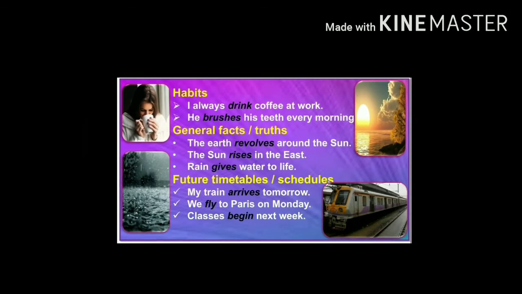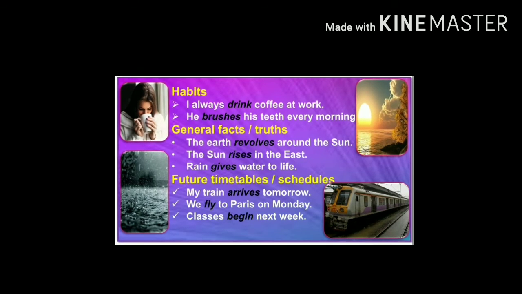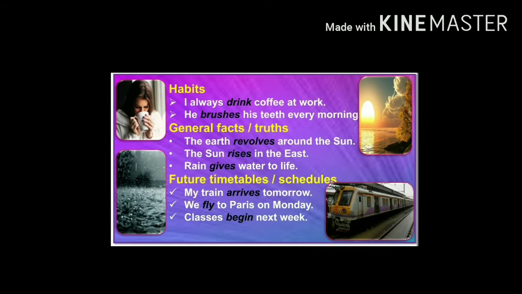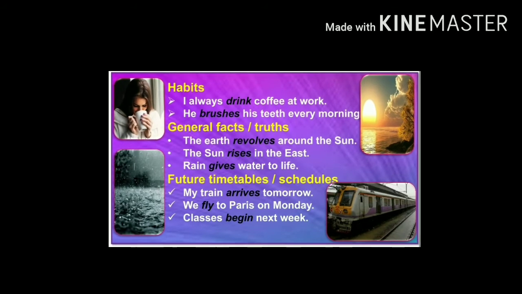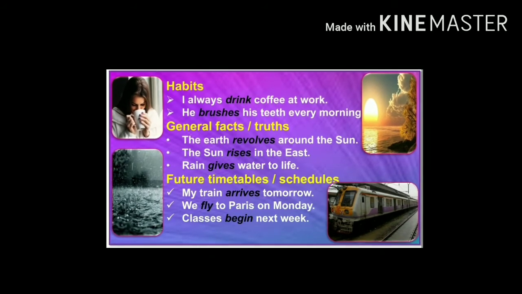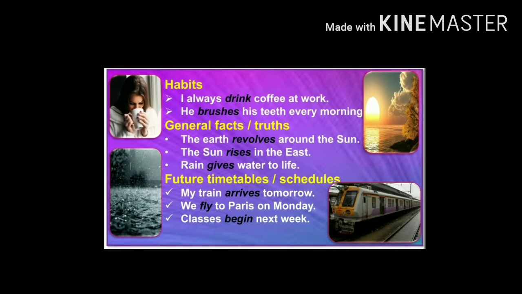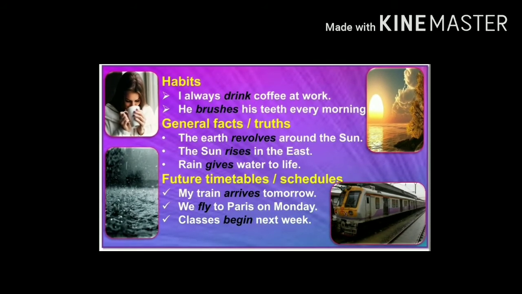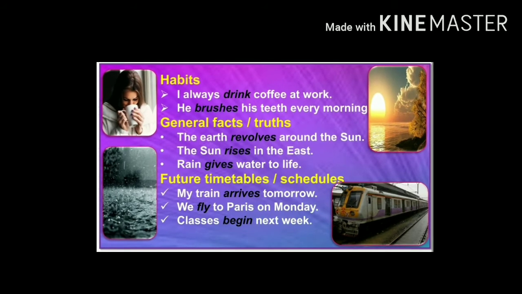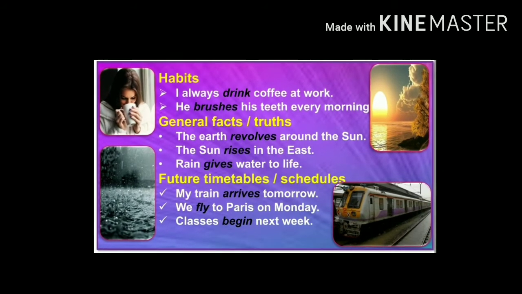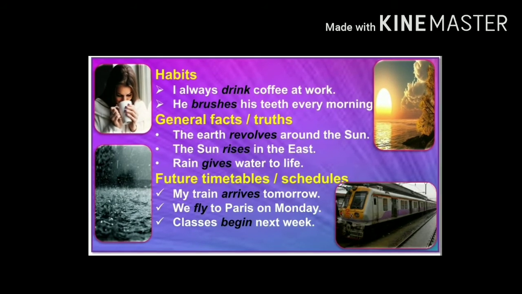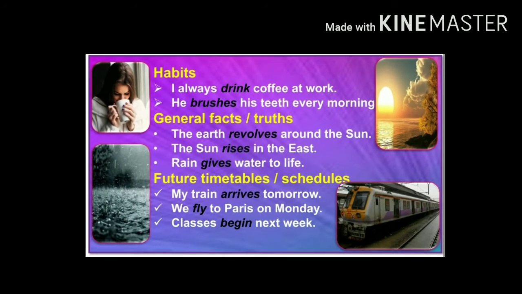True in the present. Habits, general facts or truths, future timetables or schedules. Here and all, we can use simple present tense. Example, habits: I always drink coffee at work. He brushes his teeth every morning. He wakes up at 7 a.m. every day. The next one is general facts or truth.